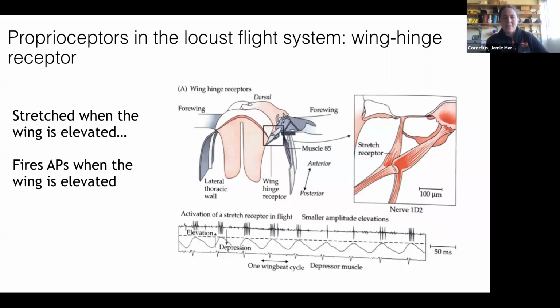So where the wing attaches to the thorax, there's obviously connective tissues there to attach the wing to the exoskeleton. And so there are stretch receptors embedded in that connective tissue. And so when the wing is elevated, it stretches the receptor the most. And so you get more action potentials when the wing is elevated and fewer action potentials when the wing is depressed.